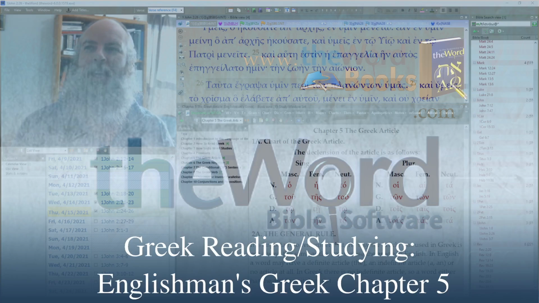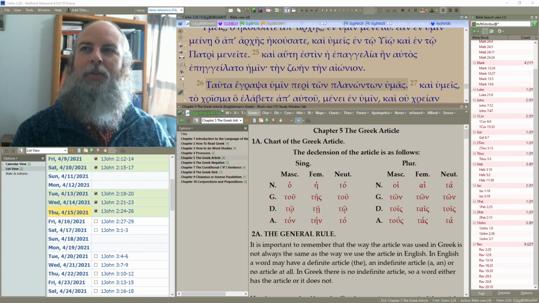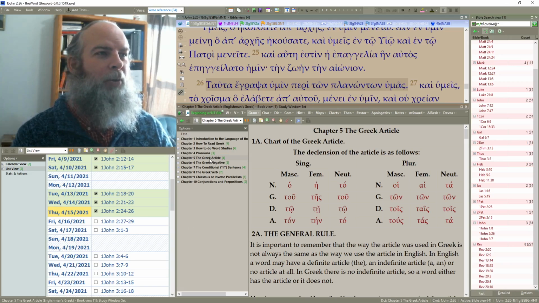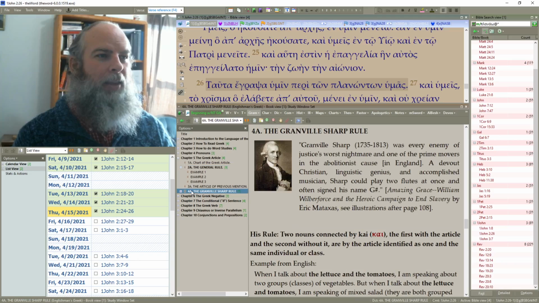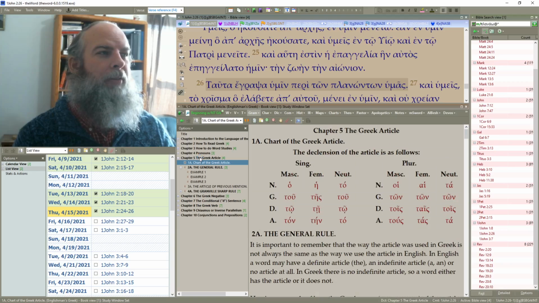Here we're going to get into Englishman's Greek chapter 5 as we continue on our Greek reading and studying. Go ahead and open up the Word Bible software. I'm already in chapter 5, the Greek article. You can see here in the pop-out, there's a chart of the Greek article, there's a general rule, and then there are some examples, the article of the previously mentioned, and then there is the Granville Sharp rule. We're going to start right off here at the top.